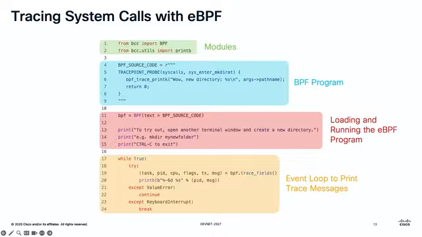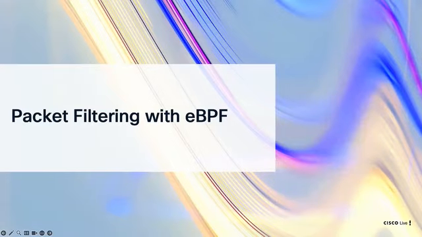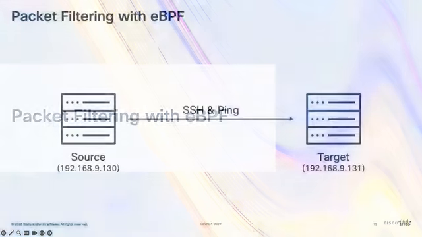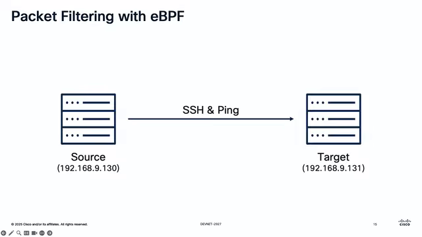So a very simple eBPF program here of only about 24 lines of code, but this is just to give you a taste of where you can start. And I'll show you a working example of this here in a second. But before I do that, one other example I'm going to show you in this first demo session is packet filtering with eBPF. So in this case, I'm going to have two hosts here. Our source is on the left, that's 192.168.9.130, and our target on the right here, similar IP, but 131 at the end there.